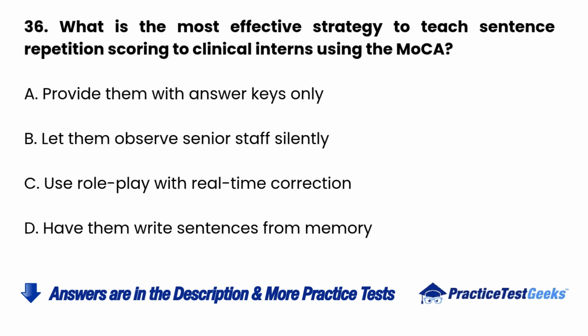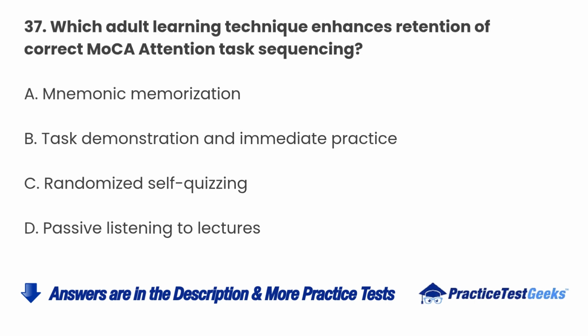36. What is the most effective strategy to teach sentence repetition scoring to clinical interns using the MoCA? A. Provide them with answer keys only. B. Let them observe senior staff silently. C. Use role play with real-time correction. D. Have them write sentences from memory.